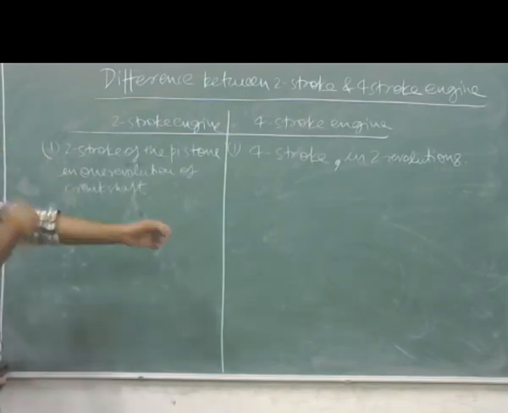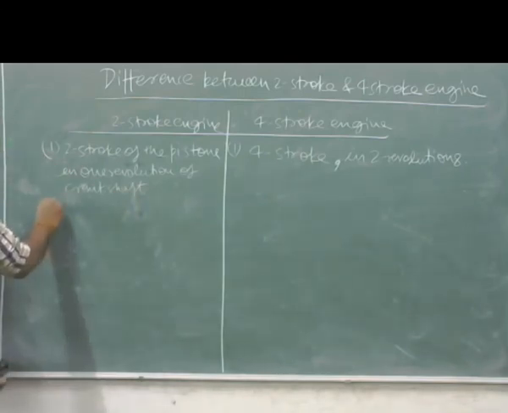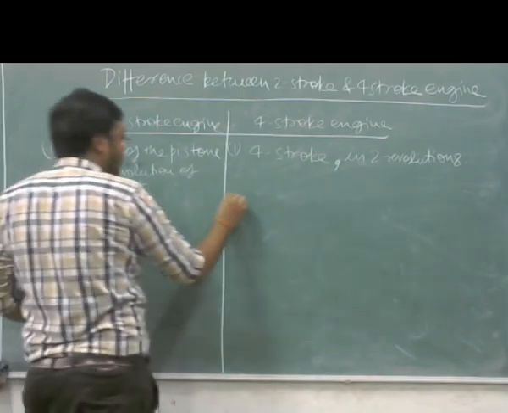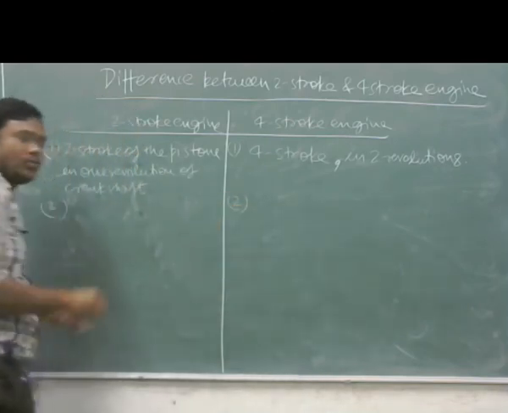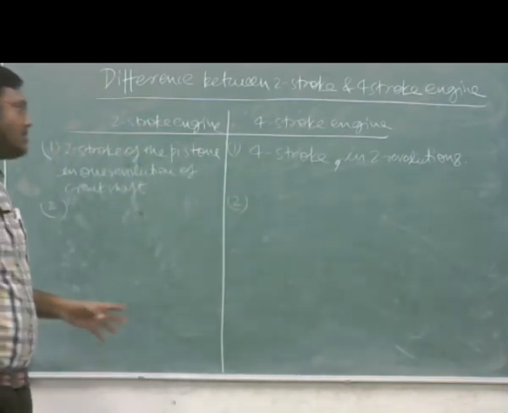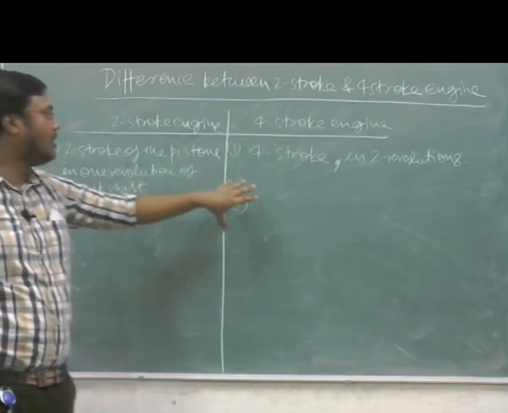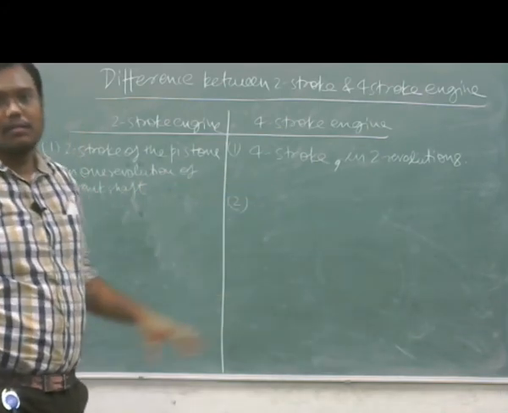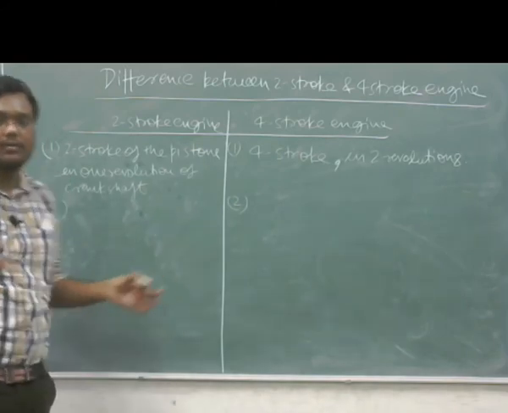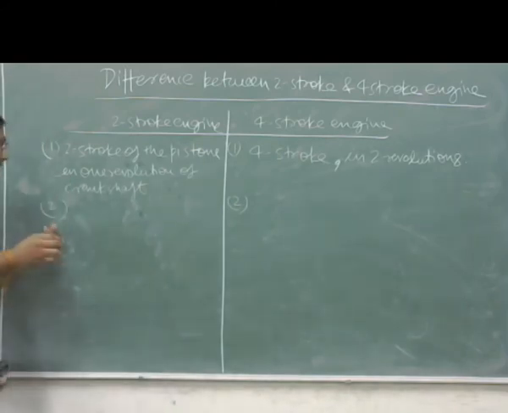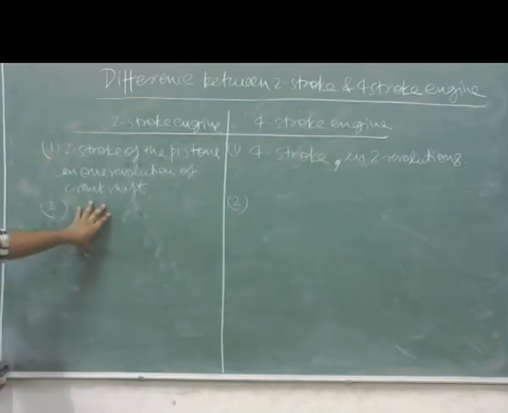Second difference, which should come to your mind. We can see the second difference from the structure. In a four-stroke engine we use valves, but in a two-stroke engine we use ports. As I said, the operation of ports is very simple compared to the valve, so the design of the two-stroke engine is very simple because we are using ports.